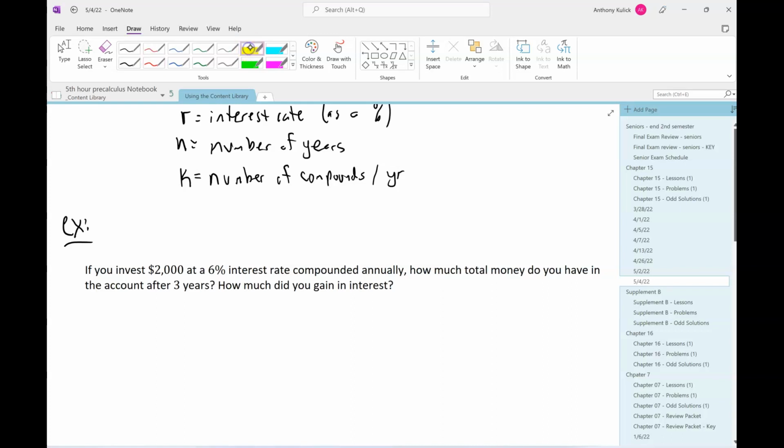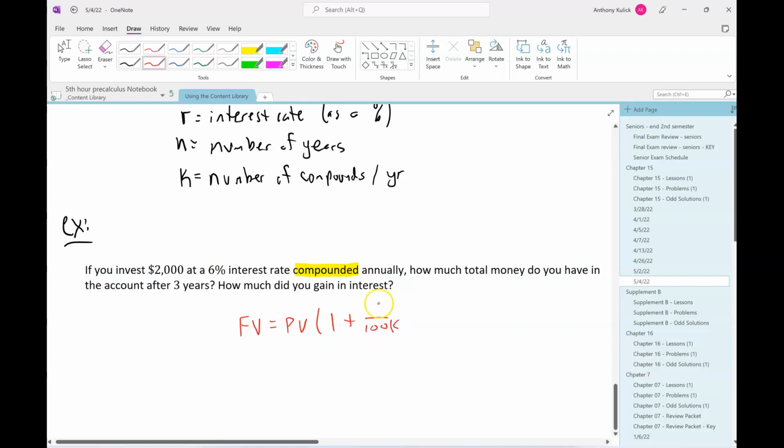Yeah, the word compounded is the piece that I need. So that's the piece that I'm looking for to tell me that this is a compound interest problem. I think we wrote a K in. Okay, so let's start filling things in.